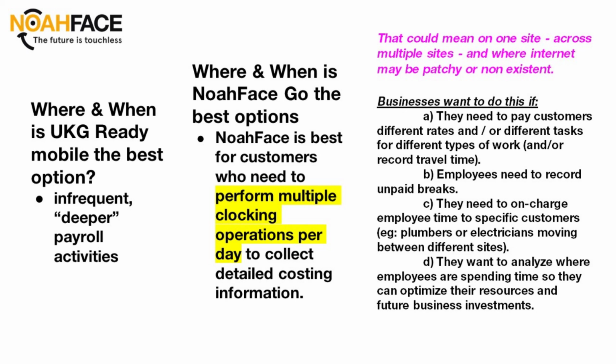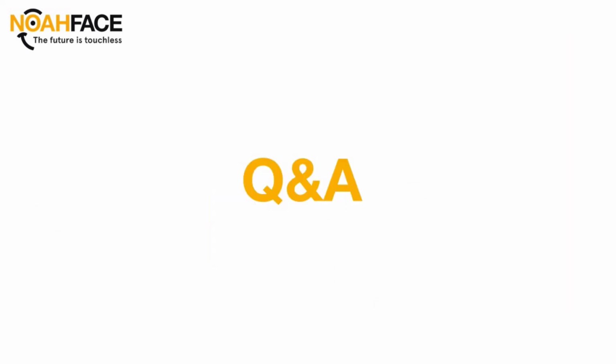So if your business needs to pay customers different rates and different tasks for different work, and they want to record travel time and different functions and this and that, then NoahFace Go works really, really well. If your employees do need to record those unpaid breaks, that is useful. If, for instance, you're on charging for different jobs and different tasks with different pay rates and different sites, we think that Go works really well in that scenario. And then for those companies that want to look where their clients are spending, also where their staff are spending time and what they're doing, that could also be a useful use for Go.